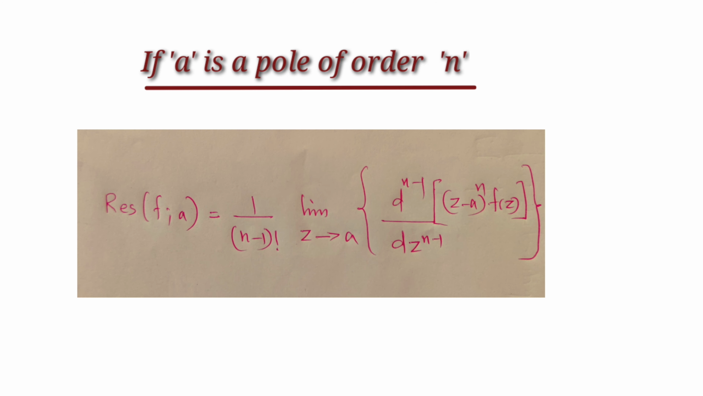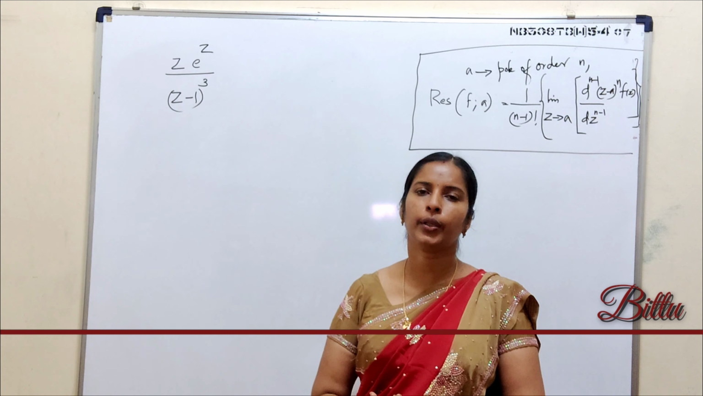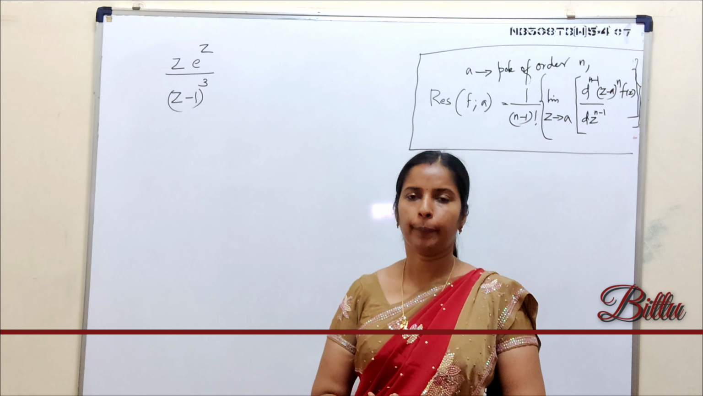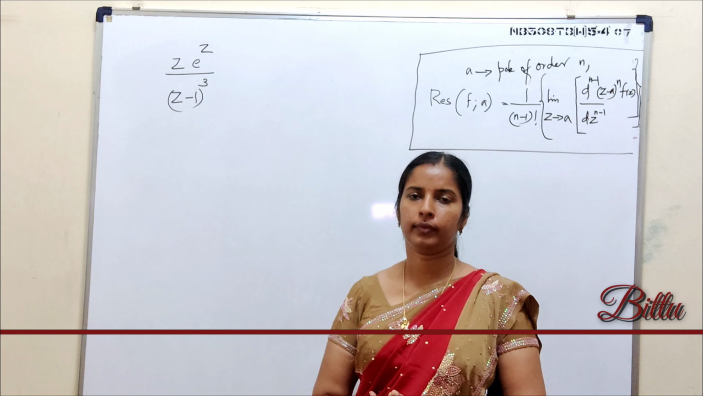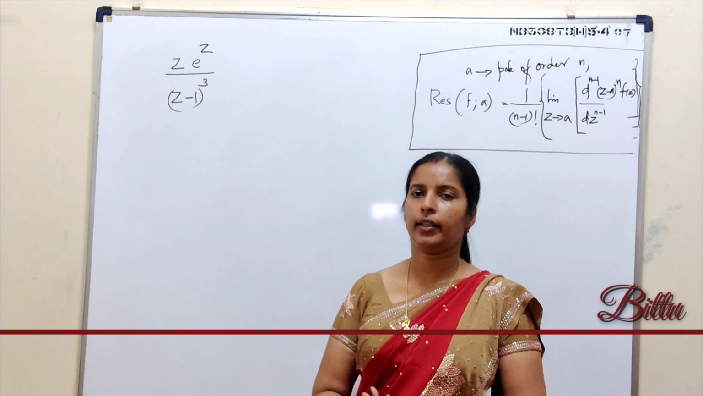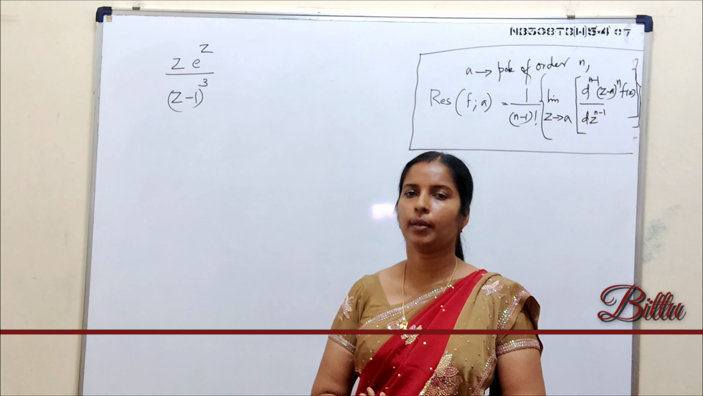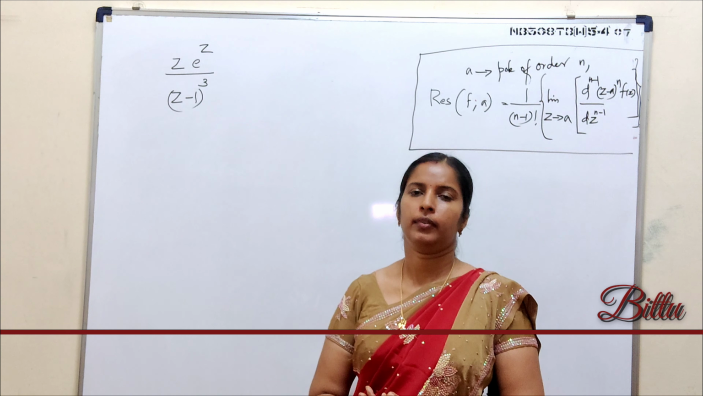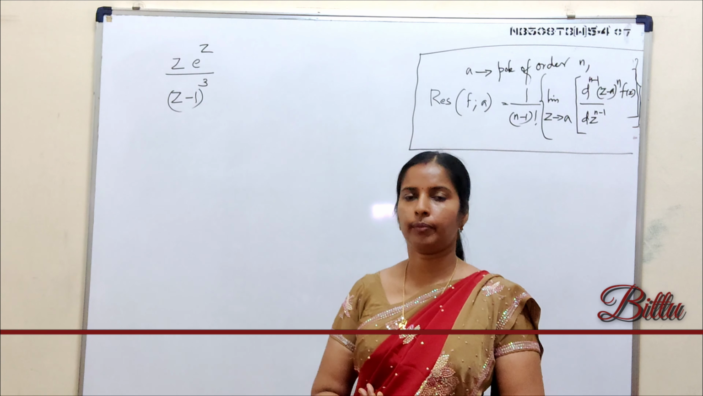Let me start. Consider the function z raised to z by (z minus 1) the whole cube. Clearly, its pole is 1 with order 3. We noticed the equation for finding residue at single poles and double poles. Here you have to apply the equation for calculating residue when its order is 3.